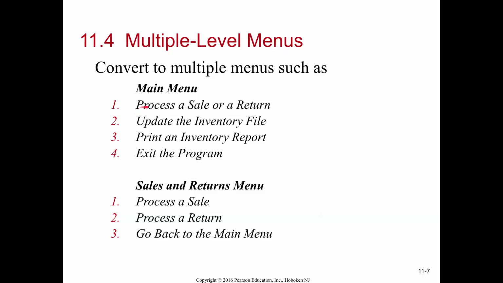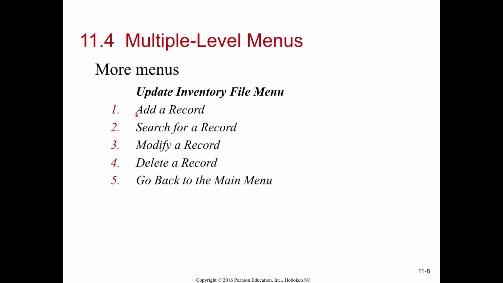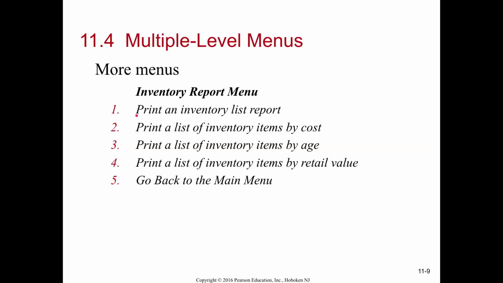Here we have a main menu: process, update, and print. And then we have submenus. Here's the process of sale and return. You can see that we have the same options up here that we have in the submenus. We've just split it up into multiple menus. That way our menus won't get too long and they'll be easier for the user to find what they're looking for.